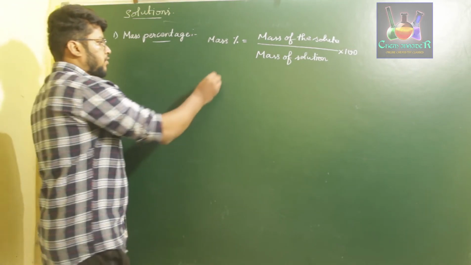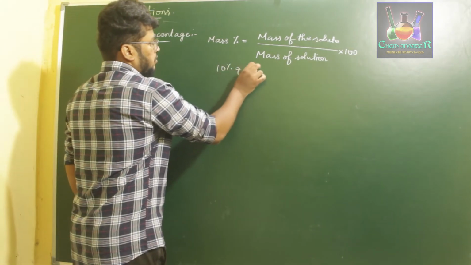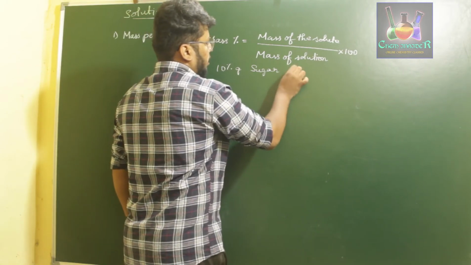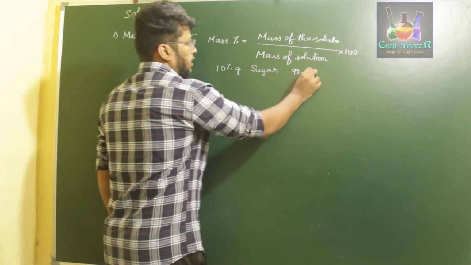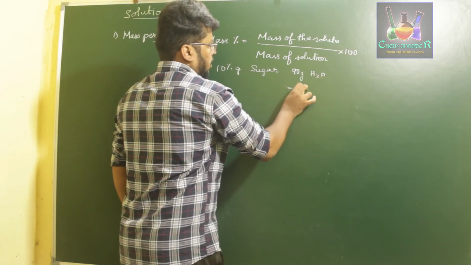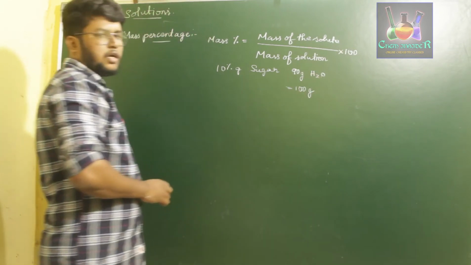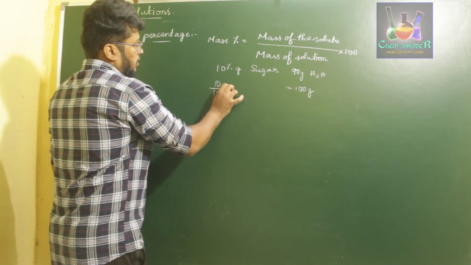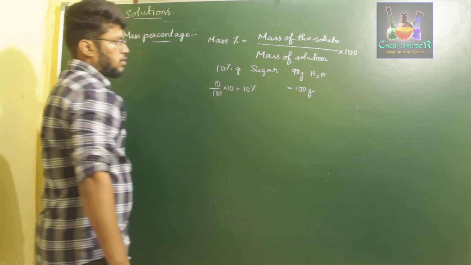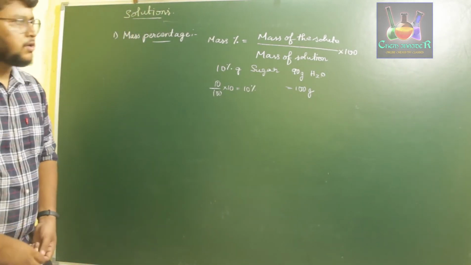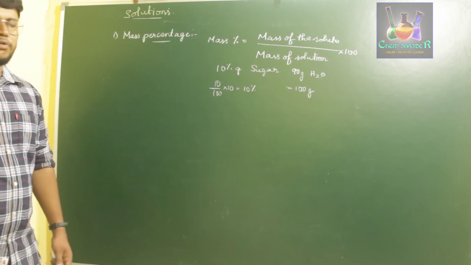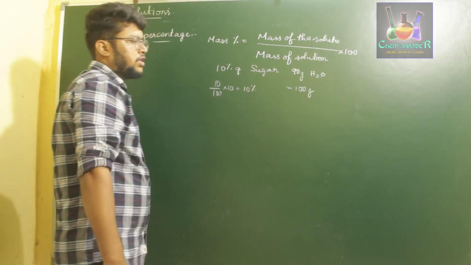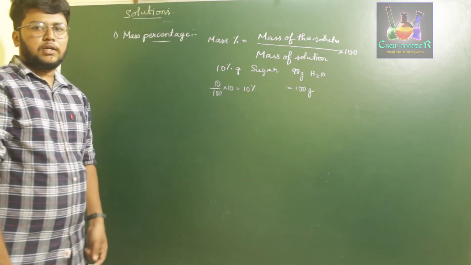For example, if you dissolve 10 grams of sugar in 90 grams of water, that gives us a total of 100 grams of solution, right? So 10 by 100 into 100 gives us 10% composition, the mass percentage of the solute. You can also calculate it for a solvent: mass of the solvent divided by mass of the solution into 100. And in this case, it will be 90%.